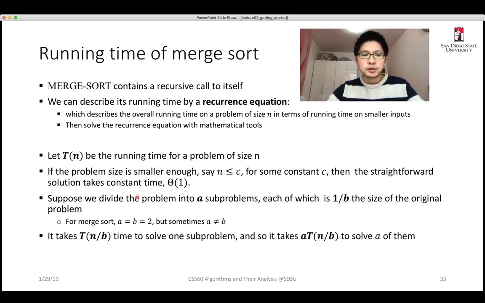So in this general case, where we use a and b to describe the size of the subproblems, it takes T of n over b time to solve one subproblem, because one subproblem is 1 over b the size of the original problem. And because we have a such subproblems, in total it takes a times T of n over b to solve all a of these subproblems.